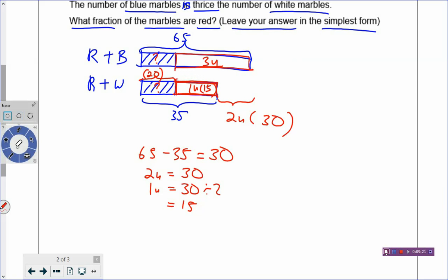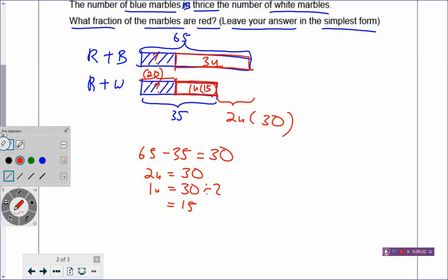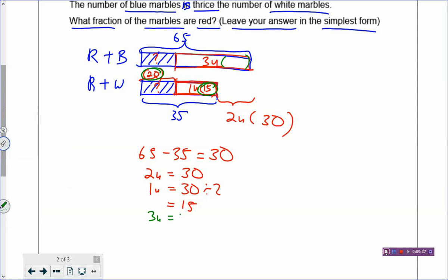Let me highlight with a different color. So the red is 20, and the white is 15. So I need to know the blue. The blue is 3 units. So what is 3 units? 3 units will be 15 times 3, and you will get 45 blue. Now can I find the total marbles? So you take the blue plus red plus white. So how many marbles are there altogether? You will get 80 marbles altogether.